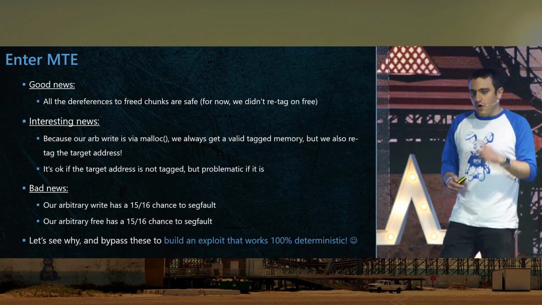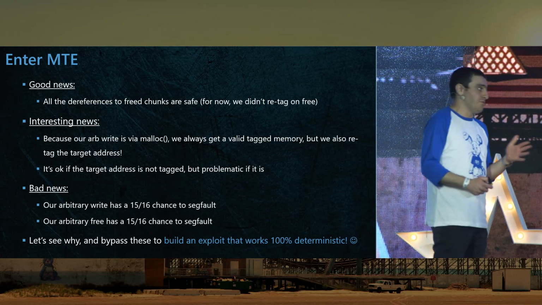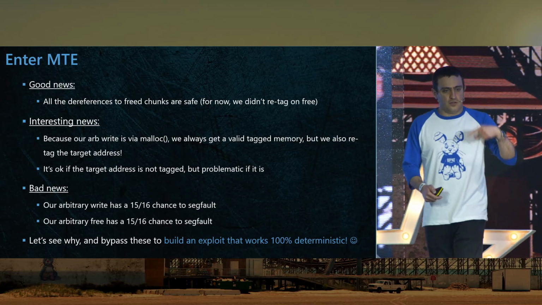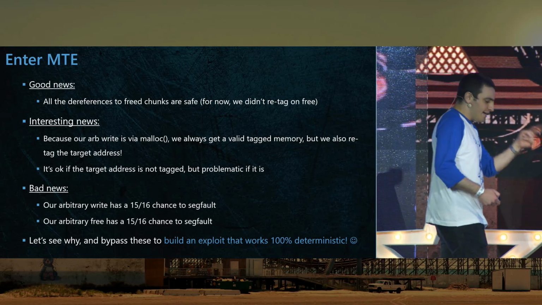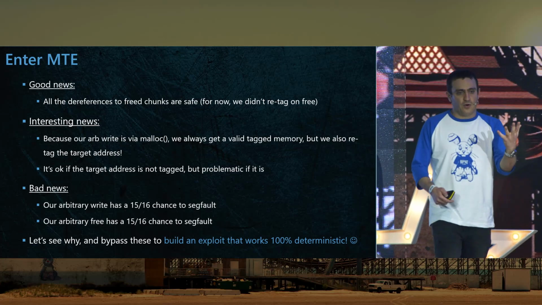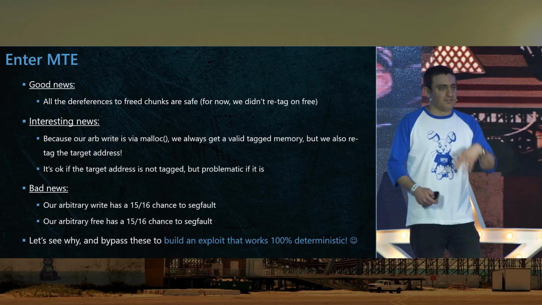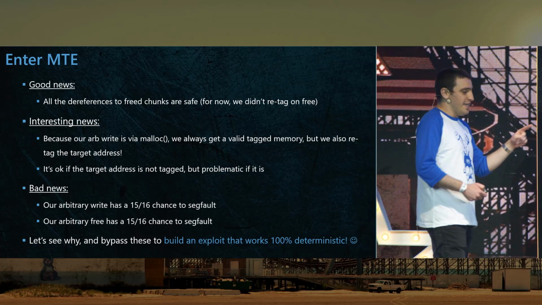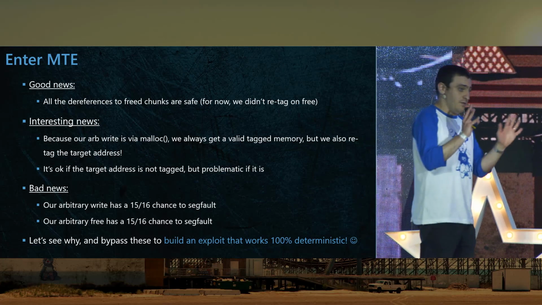The good news is that all of the dereferences to free chunks are safe because we did not retag allocations on free. The interesting news is that our arbitrary write is via malloc, right? We control the next return value of malloc, and malloc retags the entire allocation, the entire memory that you get. So if you target the stack or some globals with your arbitrary write, you are fine because it's not tagged memory. But if you target the heap, you actually retag it under the legs of some other thread. So this could be problematic.